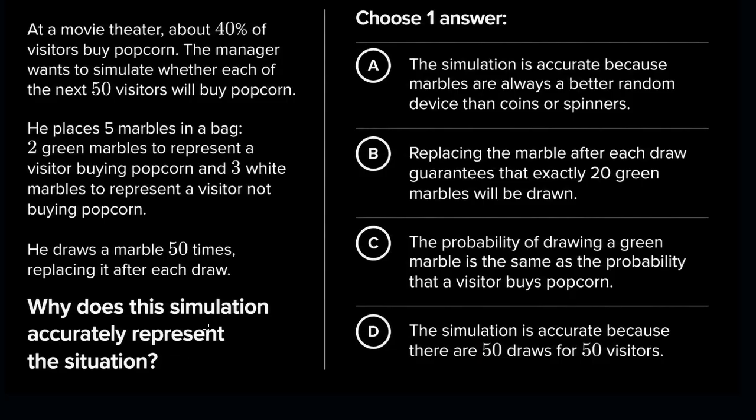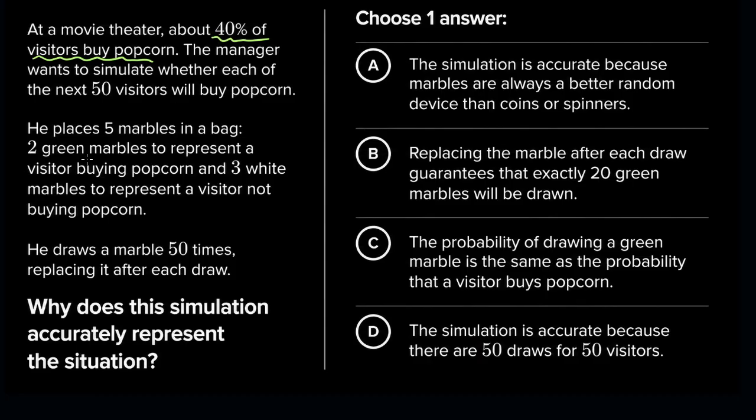So why don't you pause the video and have a go at that? Okay, so before I even look at the choices, let's just think about what's going on. So we know that 40% of the visitors buy popcorn. I would argue that if we knew that, you don't need to do the simulation anymore. Usually you do a simulation so that you can get an estimate of the probability, but let's just run with it. Let's just say we know that.